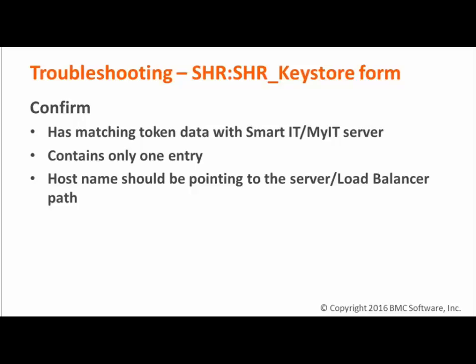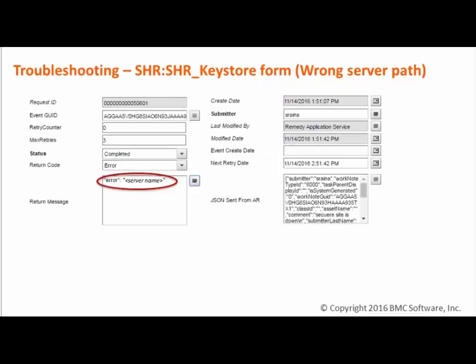So the first thing we do confirm is whether you have a SmartIT MyIT server matching token in the key store form, and it only contains one entry. And the host name is pointing to the right load balancer path. What do I mean by that? So here are the examples. If they have a wrong server path, that means it's supposed to point to a load balancer. It could be because of some DNS setting issues, or it could be because of some mistyping. What would happen is the host path would not be right. So this is the error that you will see.